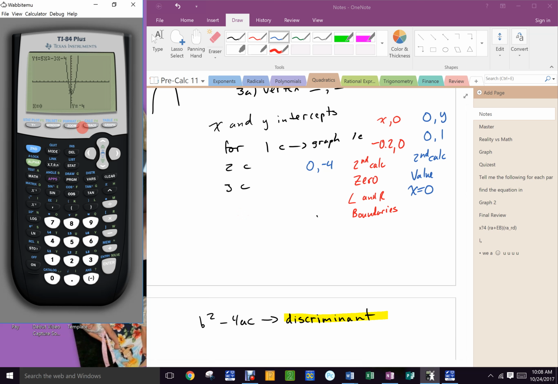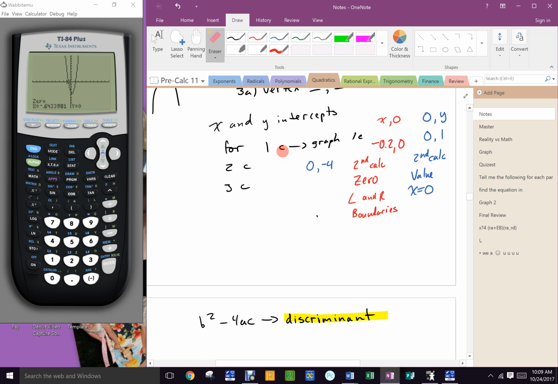Second calc, where do I go? 0. And I'm going to need 2 of them now, aren't I? So I go to the left boundary of one of them. Am I to the left of this x-intercept? So I hit enter. Then I'm to the right of it. So I hit enter, and then I guess. What is my x-intercept? Negative 0.640.